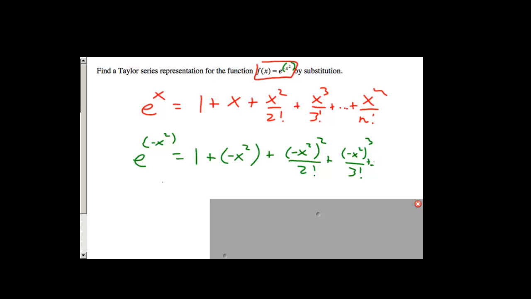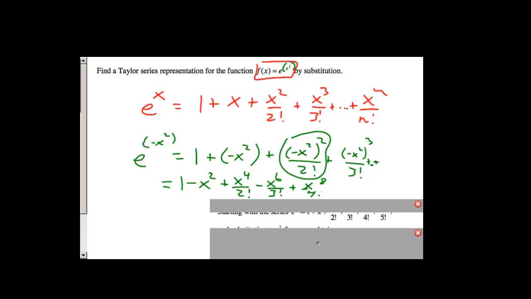So if I rewrite this a little bit expanded, we have 1 minus x squared, and then for this, the minus is going to go away because it's being squared, so we're going to get plus x to the 4th over 2 factorial minus x to the 6th over 3 factorial. The next term, what we think is going to be, well, plus x to the 8th over 4 factorial.